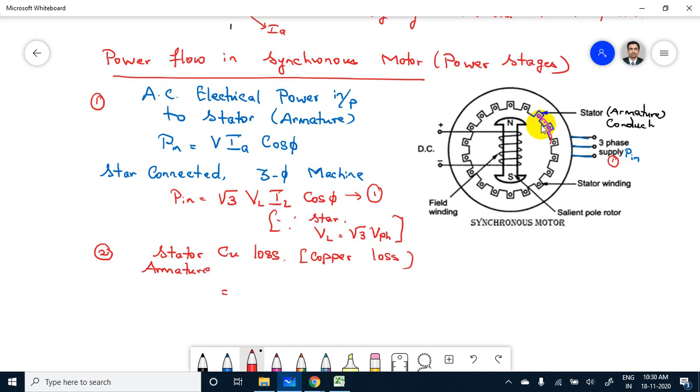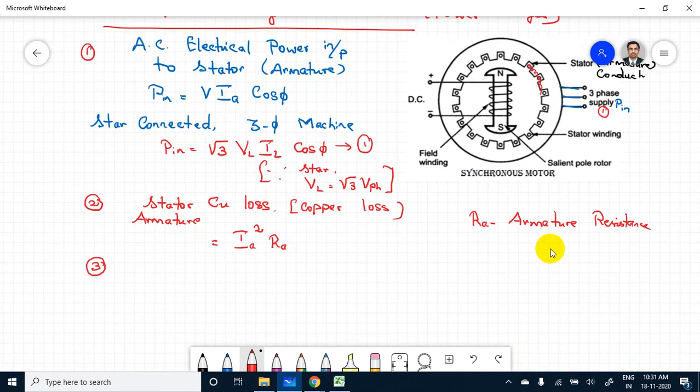The formula for this, Ia square into RA. IA is the armature current, RA is the armature resistance. Then third stage, stage 3. In stage 3, what happened?